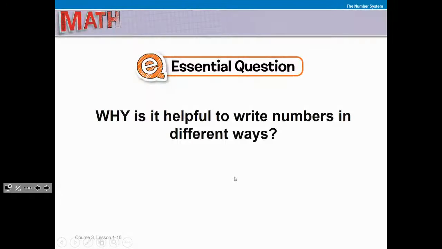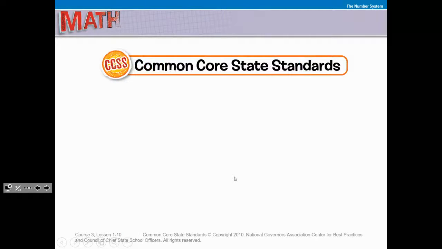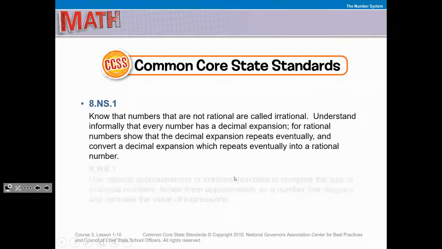We're going to today ask the question, why is it helpful to write numbers in different ways? This is kind of the whole chapter essential question. For instance, we wrote numbers in scientific notation. Why is it helpful to do that? It's to shorten very, very long numbers. Common Core state standards, we can rush through that.